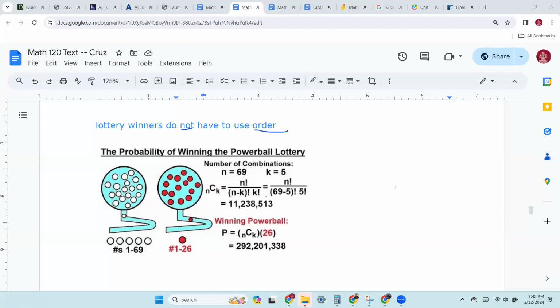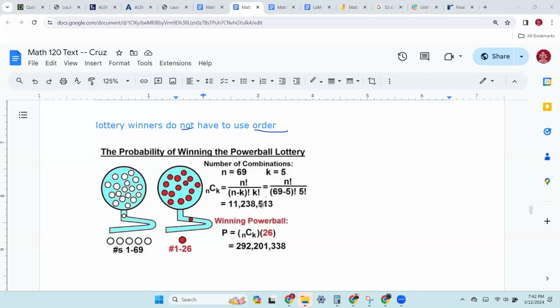So the way the Powerball works is you have the state lottery, which is picking 5, and that's what this is here. The 5 picks, and the numbers are 1 through 69. Now, the way that this is going to work is we're going to first find out this part.